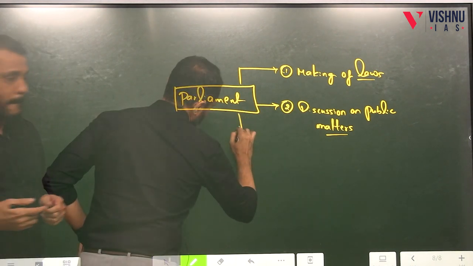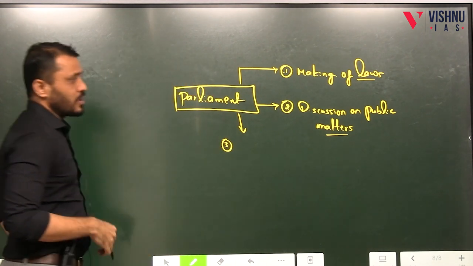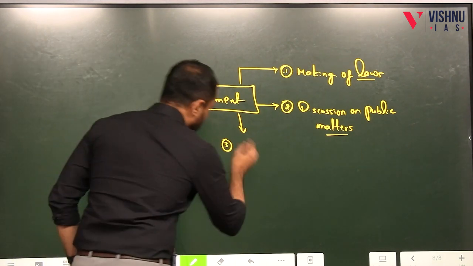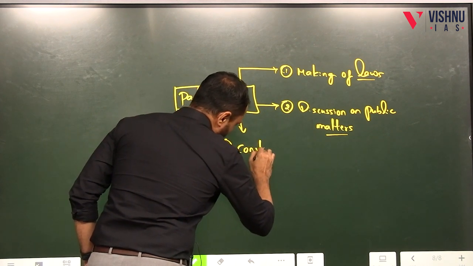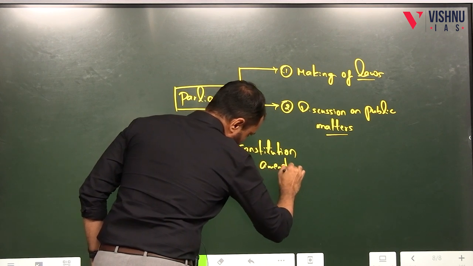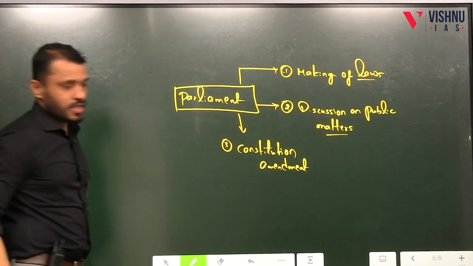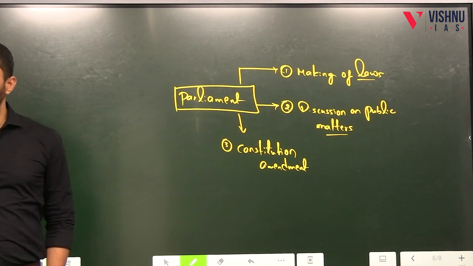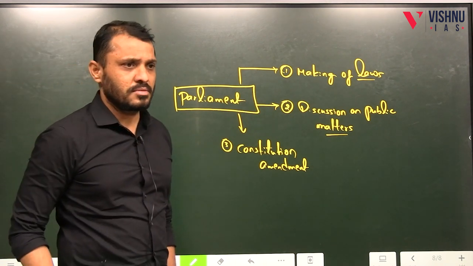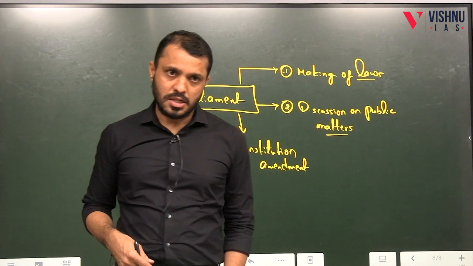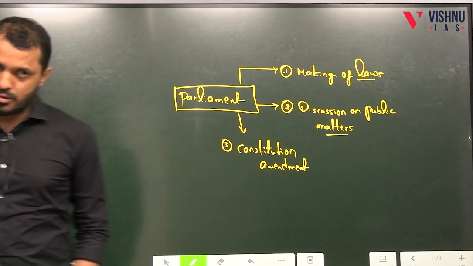Next, what is the other important one? What are the other important things regarding the parliament? Parliament will amend the constitution. Constitution amendment. The constitution will be amended by parliament. Amendment of the constitution. So far, how many times have we amended the constitution? 105 or 108? 103? Which one? 105. Okay, 105 times we amended the constitution.